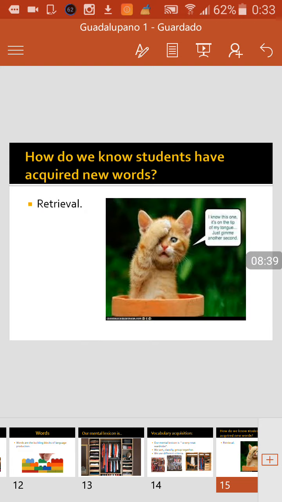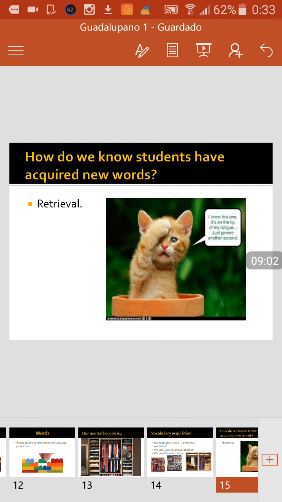Now, have you ever put something away so well that then you don't remember where you put it? Well, this is exactly what happens when we learn a new word and we don't have many opportunities to use that word. We just put it in our mental lexicon, and then when it comes to using it, we cannot retrieve, we cannot find the words.